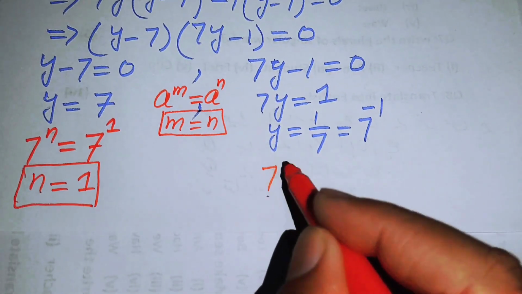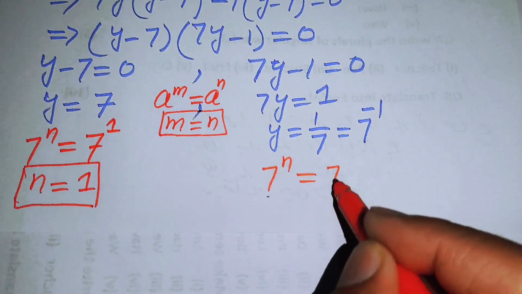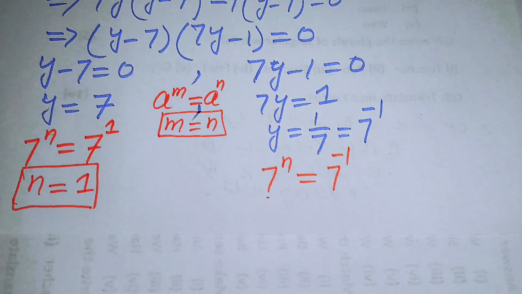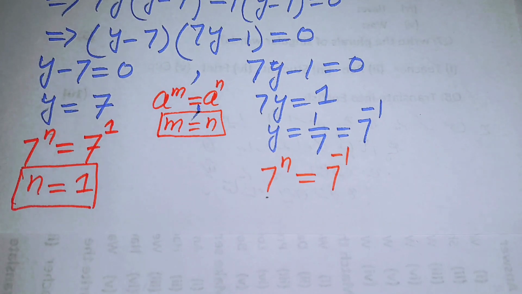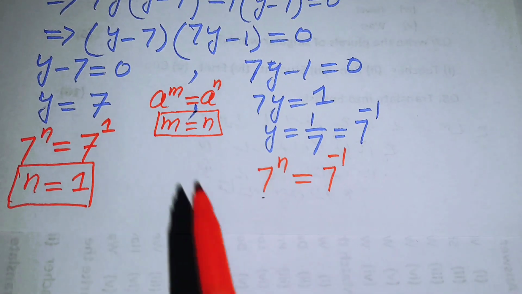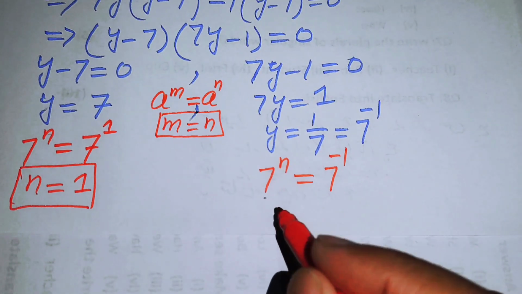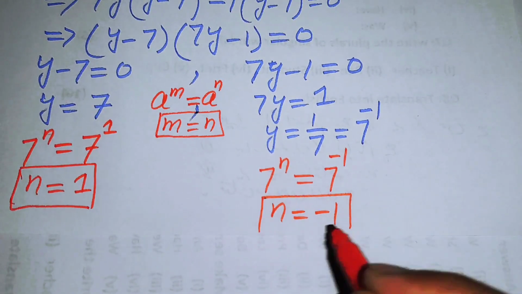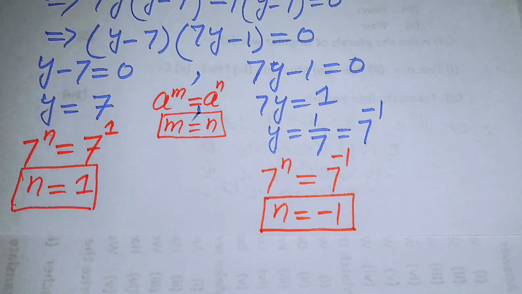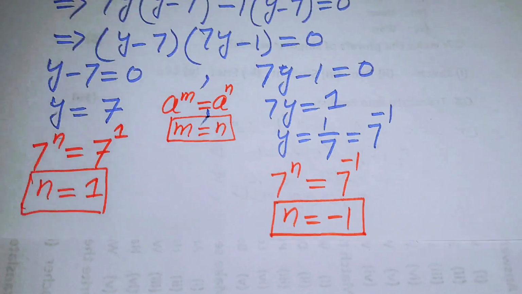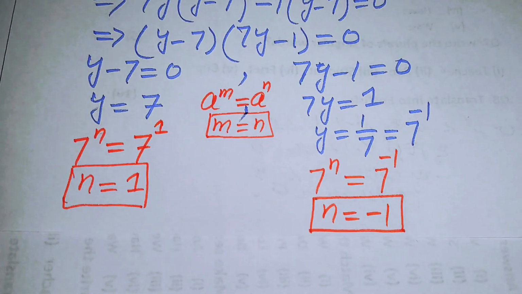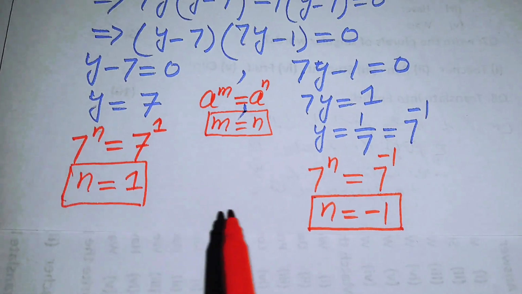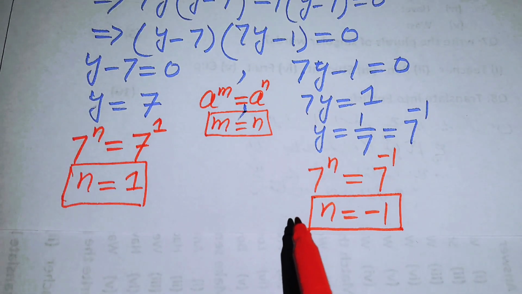So here you have 7 to the power of n equals 7 to the power of minus 1, and here you again use this exponential law and you equate its exponents and you get the value of n is minus 1. So this is the second root of this problem. So this question has two roots. The first is n equals 1 and the other is n equals minus 1.